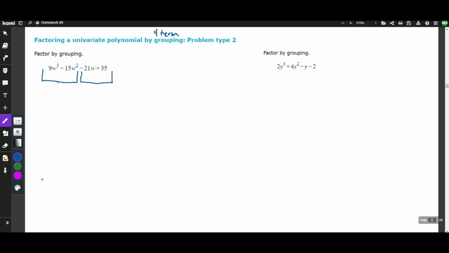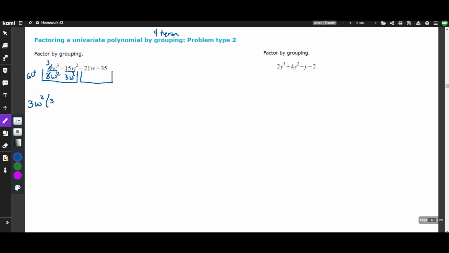I like to give myself enough room. For each one, we need a GCF. So with this first group, what I can pull out of 9 and 15 is a 3. They both have W's, and the smallest exponent on them is 2, so I could pull out a W squared from each one. So for this first group, I'm going to pull out the GCF. I have to write it, 3W squared, and then I'm going to reduce each one. 9 divided by 3 is 3.